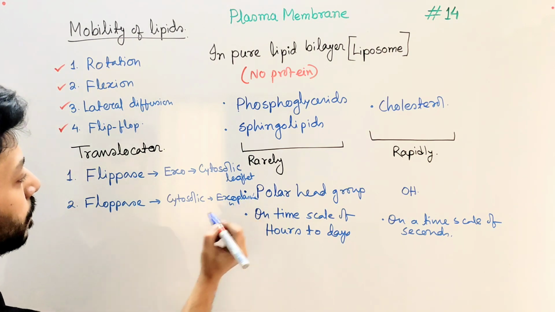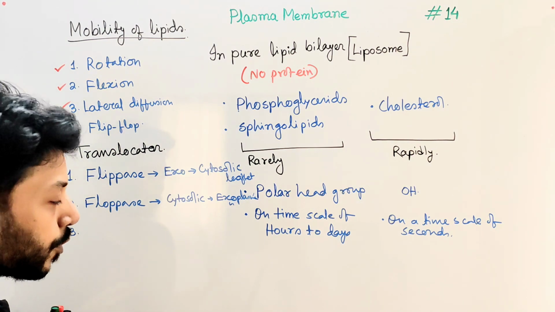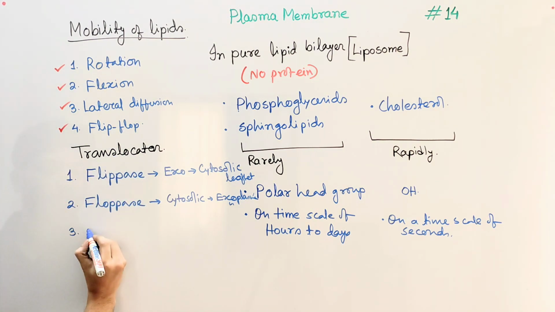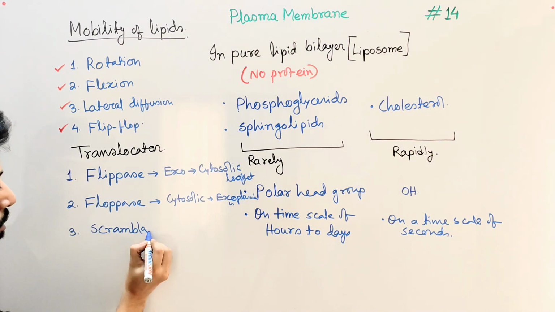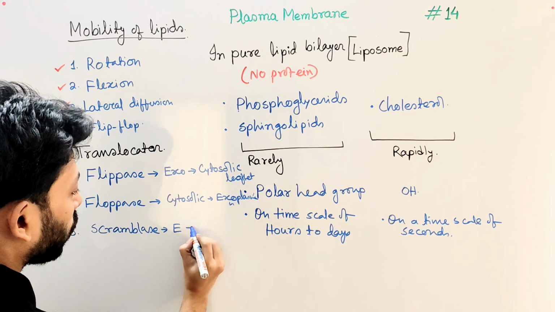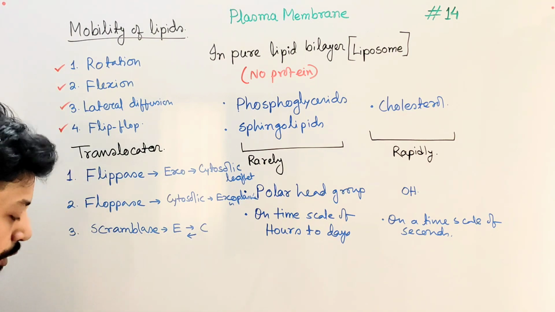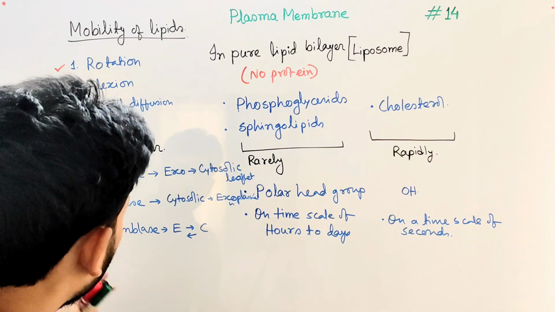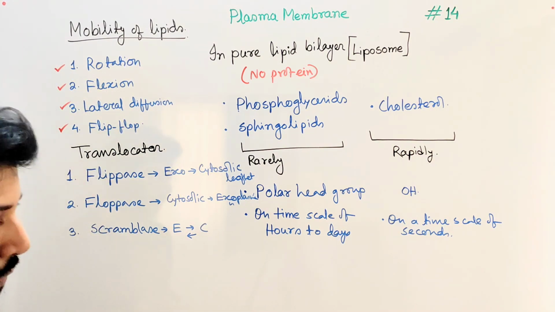Okay, and there is another type of translocator protein called Scramblase. Scramblase can move lipid molecules from exoplasmic to cytosolic and also from cytosolic to exoplasmic. So in both directions it can move the lipid molecules. So these are the translocators: Flippase, Floppase and Scramblase.